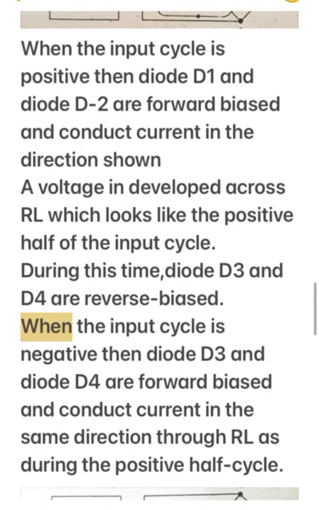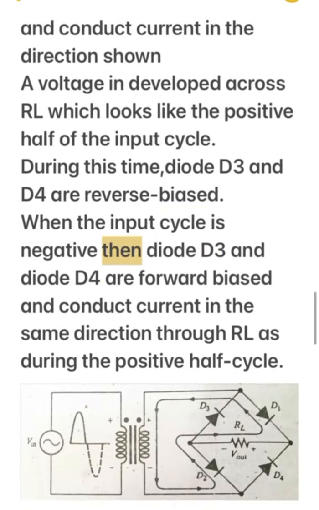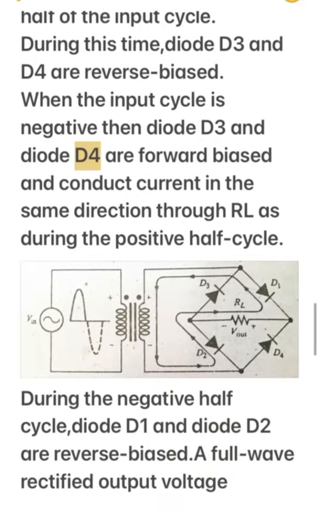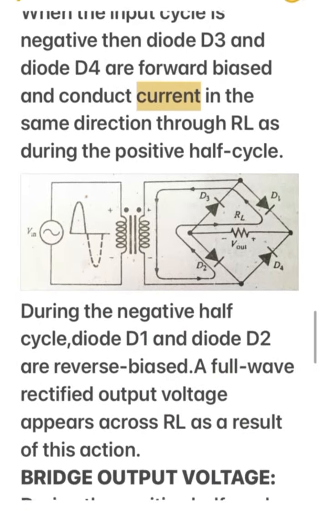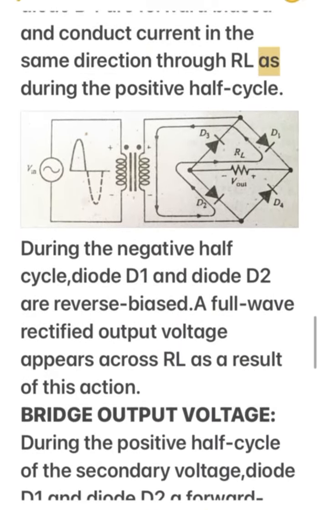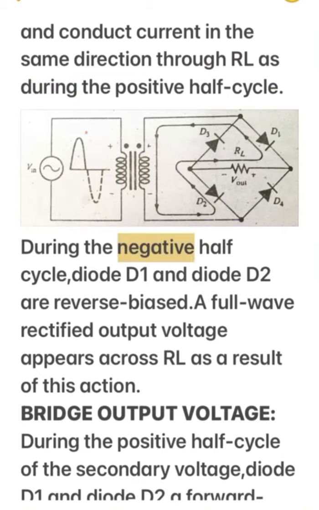When the input cycle is negative, diode D3 and diode D4 are forward biased and conduct current in the same direction through RL as during the positive half cycle. During the negative half cycle, diode D1 and diode D2 are reverse biased. A full-wave rectified output voltage appears across RL as a result of this action.